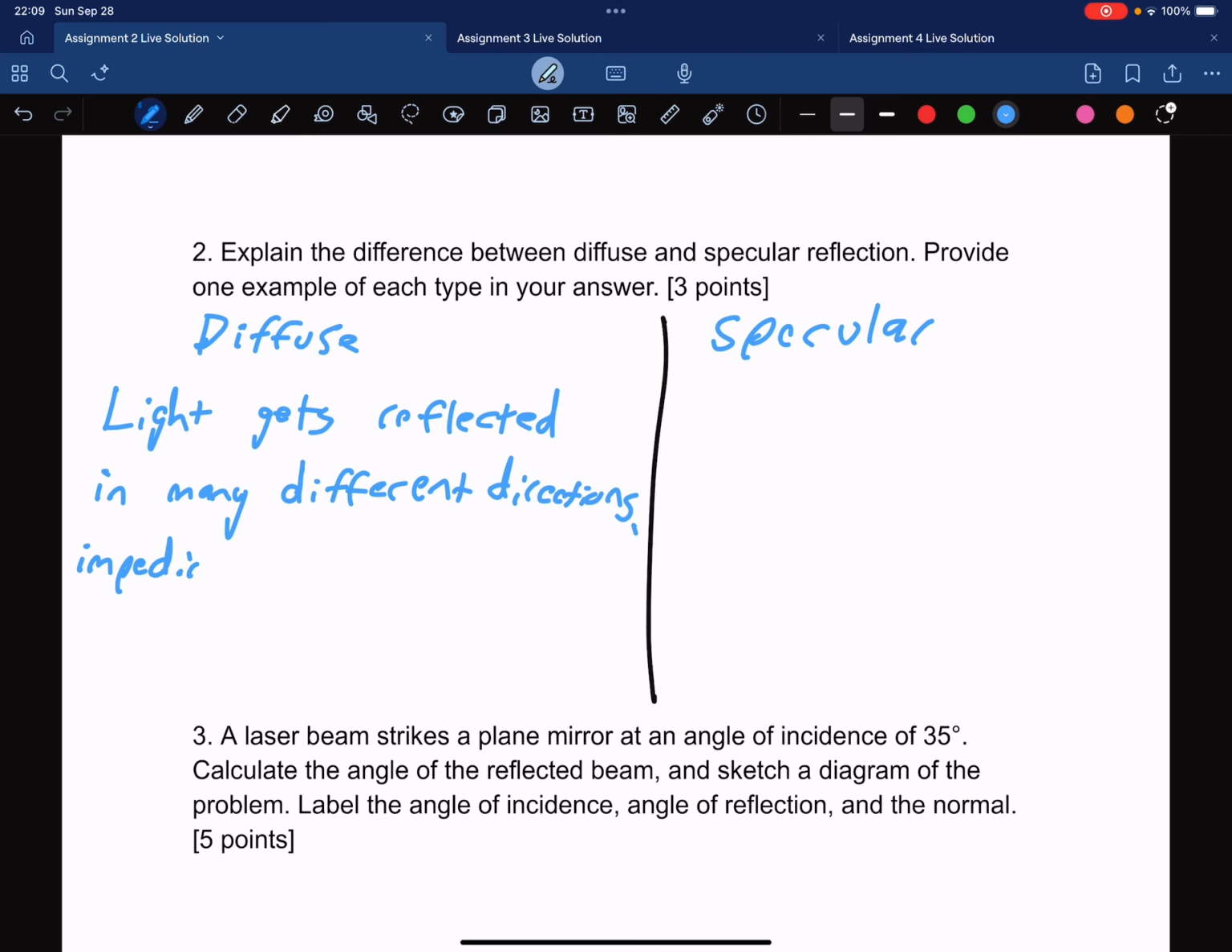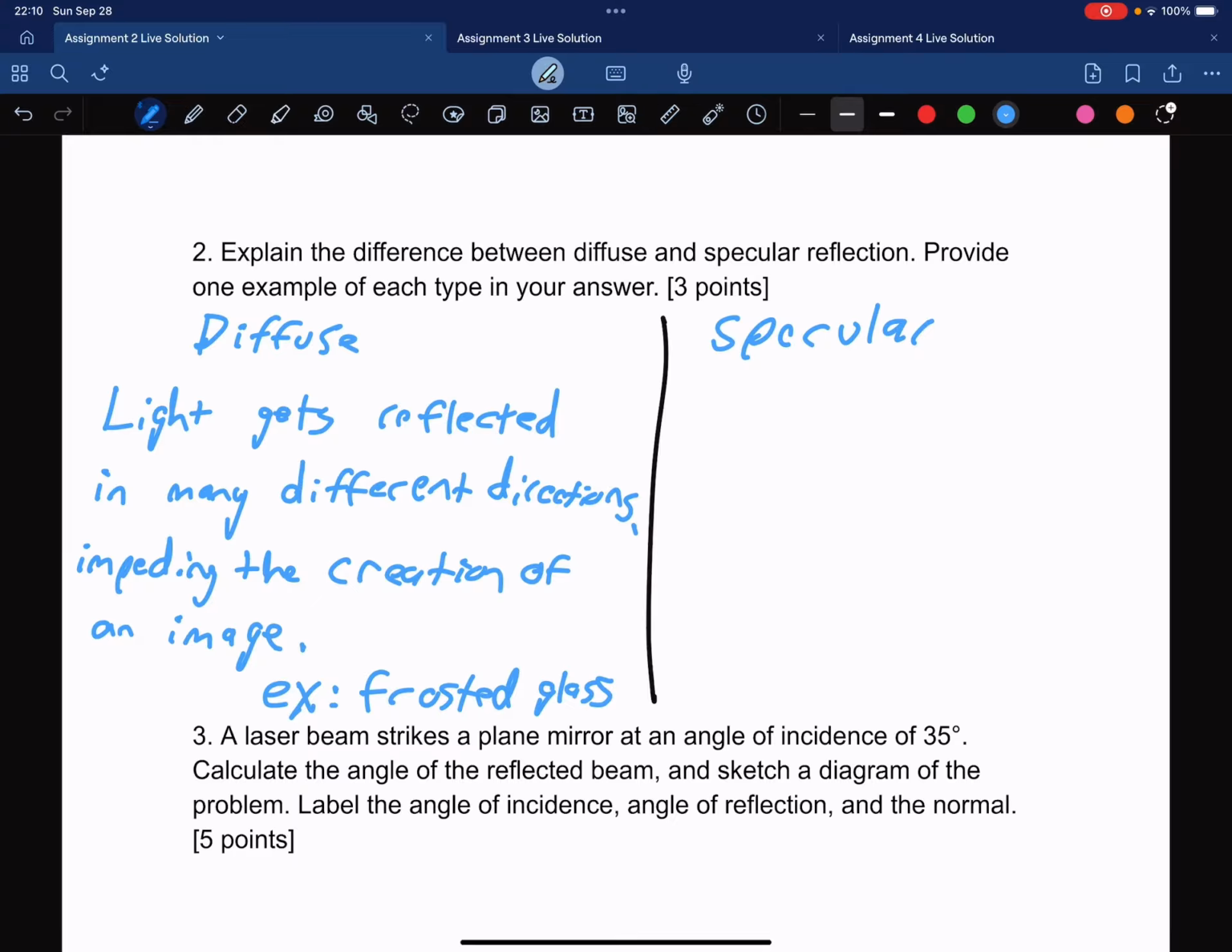Impeding the creation of an image. An example is frosted glass. You can't see your own reflection in it. You can't really see through it at all. It blurs it. It's like a rough texture if you touch it.